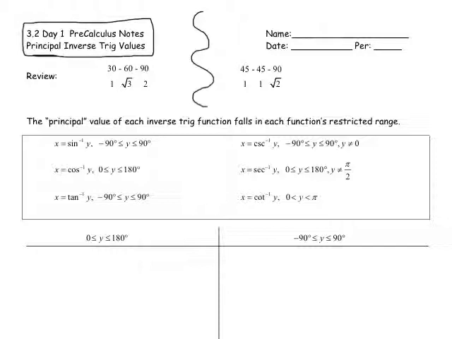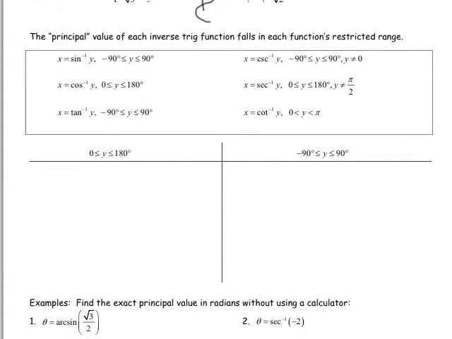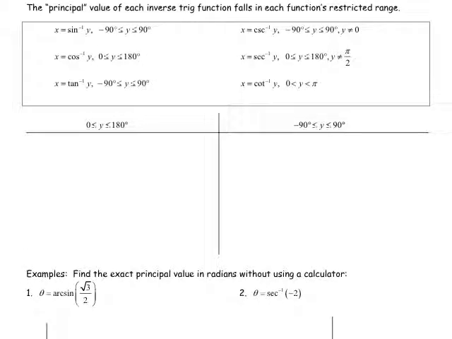And so we chose the restriction. This is a very rough sketch, but I ended up choosing the restriction from here to here. And that restriction is represented right here. So x equals sine inverse of y is from negative 90 to positive 90 degrees. We also talked about cosine being restricted from 0 to 180.